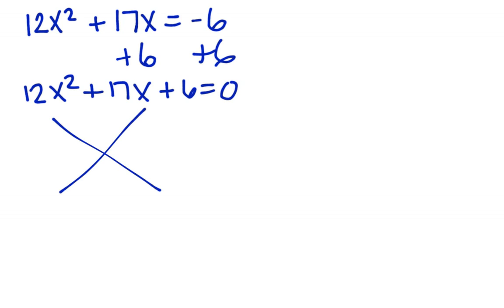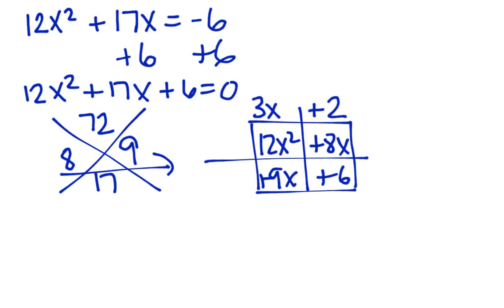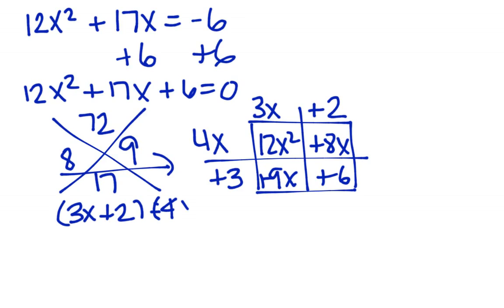And now I'm ready to do my x in the box. The multiply number is 72, the add number is 17. 8 and 9 are the two numbers that work. And we've got 12x squared plus 8x plus 9x plus 6. Going down, 3x in common for those two terms, positive 2 for the second two terms. Going across, 4x in common for the first two, and plus a 3. So we have 3x plus 2 equal to 0, and 4x plus 3 equal to 0.